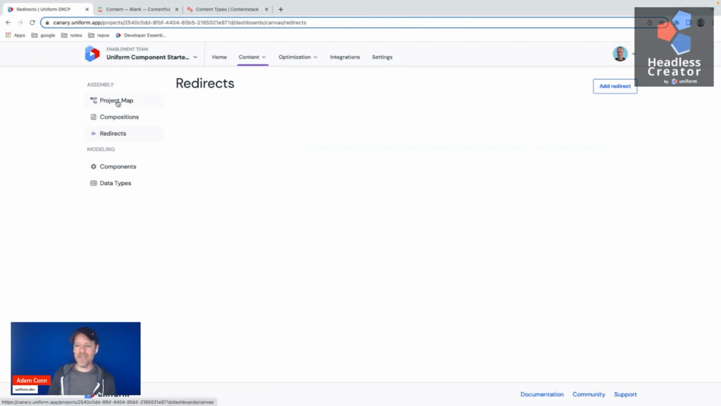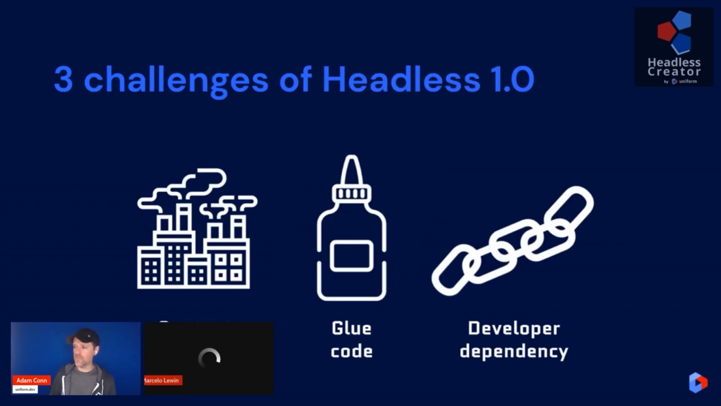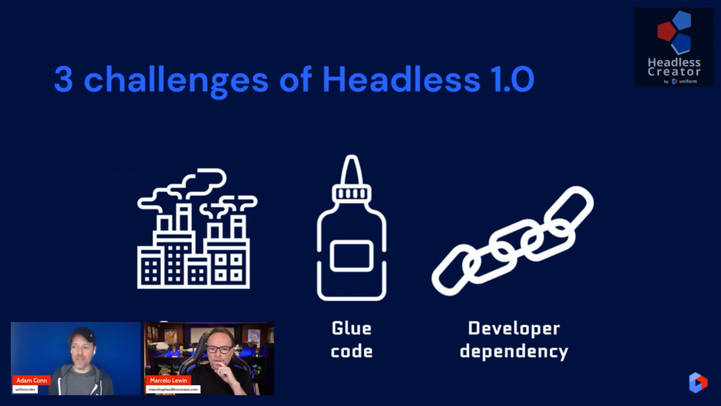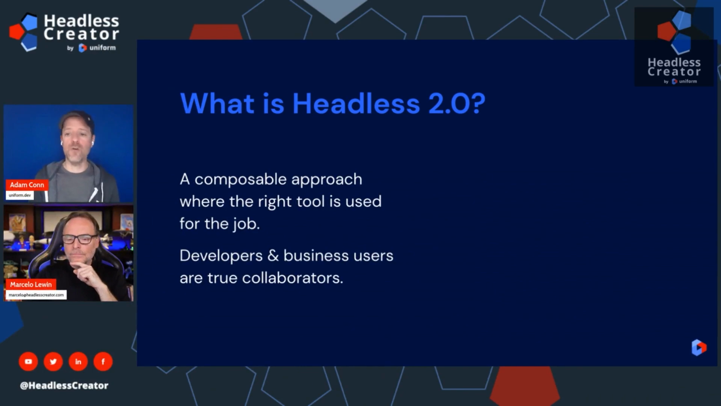Okay, so with that, I'm going to just head right back over to the slides and pick this up. So that gets us through these three challenges of Headless 1.0. And hopefully this has given you some insight into how a DXCP provides a path from Headless 1.0 to Headless 2.0. It's really more of a path to composability than anything else. And composability is all about using the right tool for the right job and making sure that technical teams and non-technical teams are working together as efficiently and as effectively as possible.